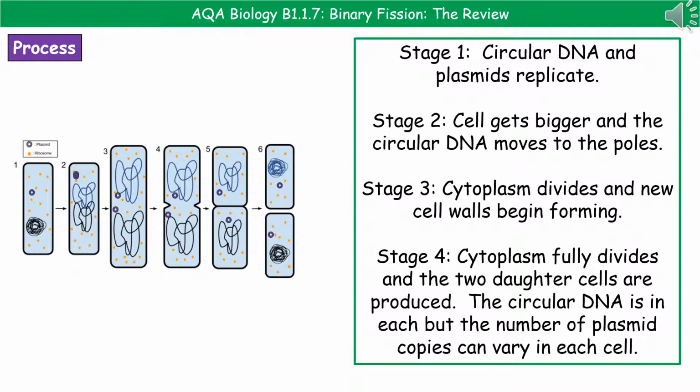Stage 3 is where the cytoplasm begins to divide and the new cell walls begin forming, which you can see in 4 in the diagram. Then our final stage, stage 4, is where the cytoplasm fully divides and our 2 daughter cells are produced. So we've got the same circular DNA in each daughter cell, but the number of plasmids can actually vary in each of those cells. You might find 1 plasmid in one of the daughter cells and 3 in the other, for example.